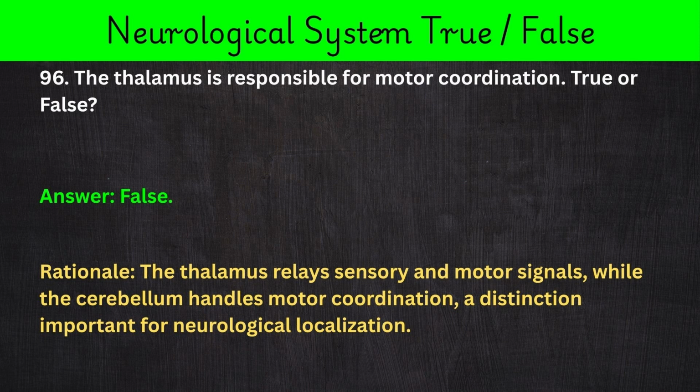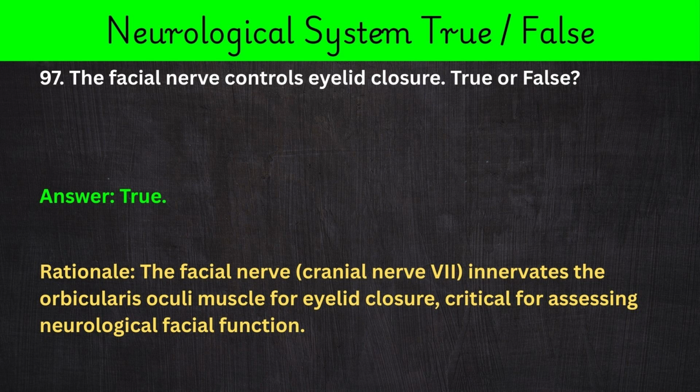Rationale: the thalamus relays sensory and motor signals, while the cerebellum handles motor coordination, a distinction important for neurological localization. 97. The facial nerve controls eyelid closure. True or false? Answer: true.